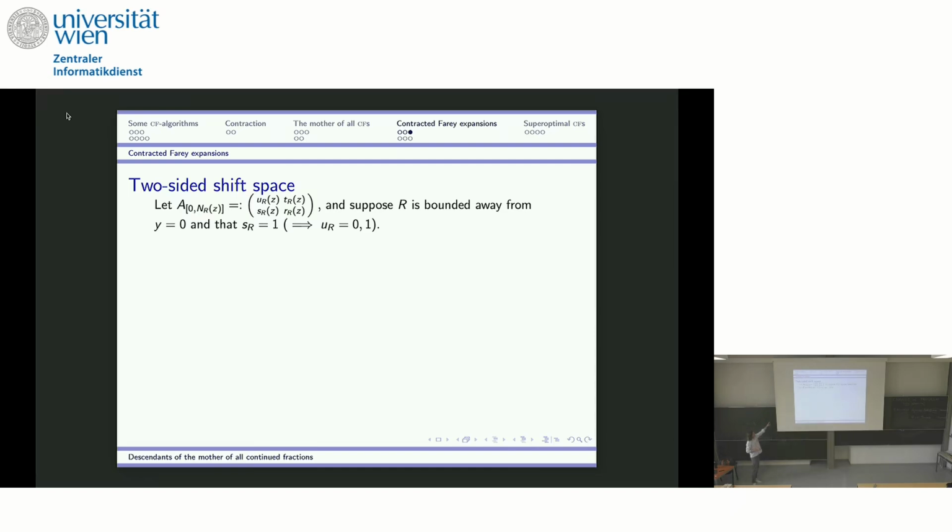And this n sub r of z is the hitting time to r. So our little n here will be n sub r of z. Denote the entries by ur of z, sr of z, tr of z, rr of z. And the assumptions that we'll make for this slide are that r is bounded away from the bottom line y equals 0, and that this bottom left entry is equal to 1. One can show that this implies that the top left entry is either 0 or 1.